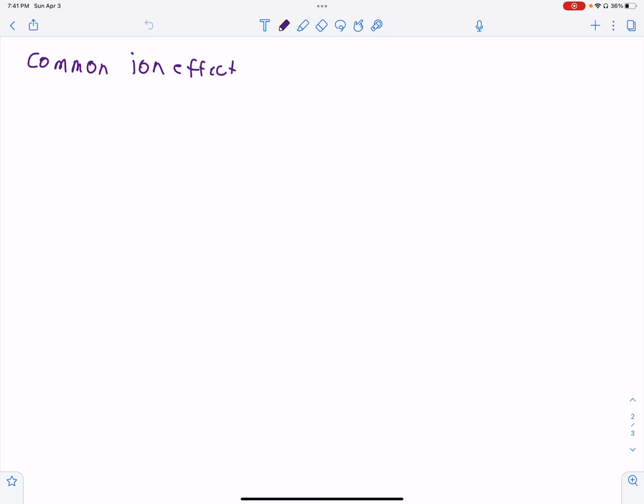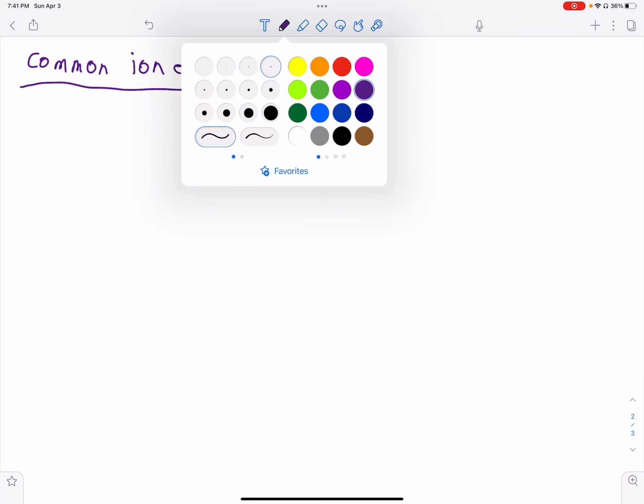Okay, so we're back for more fun with KSP. I left off saying that we were going to look at a problem that involved the common ion effect. So let's do that. Let's look at this problem.